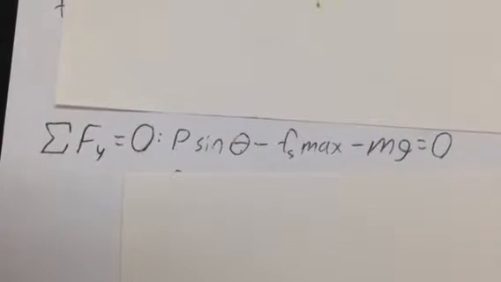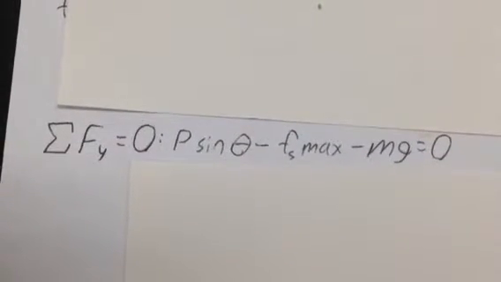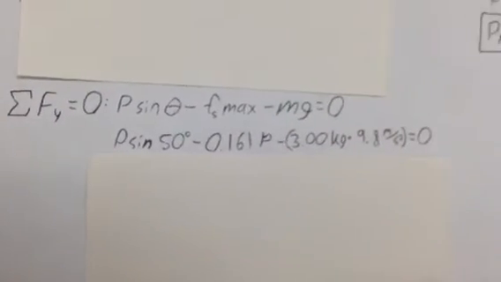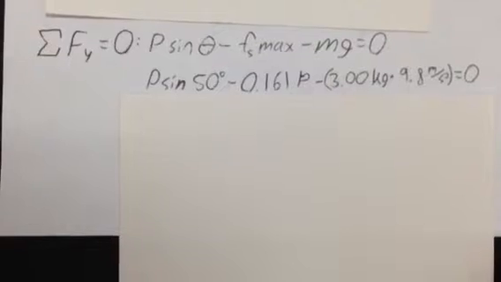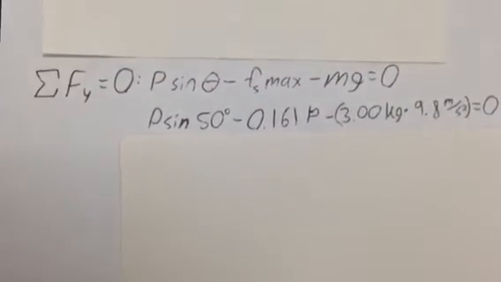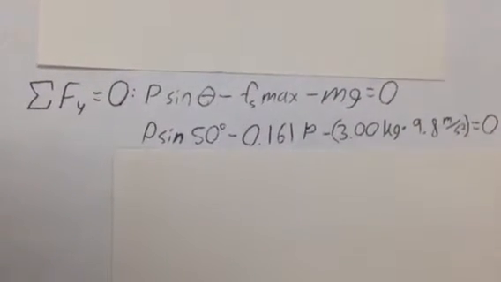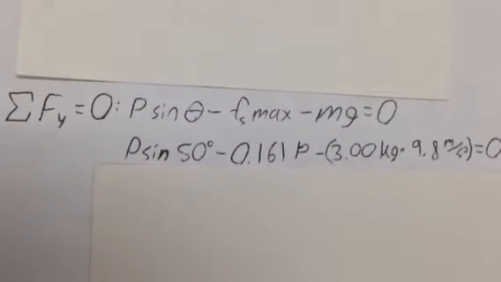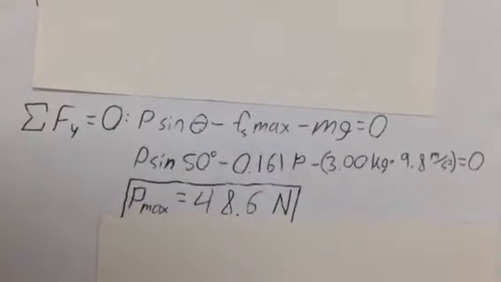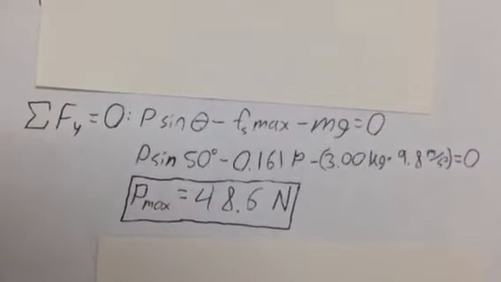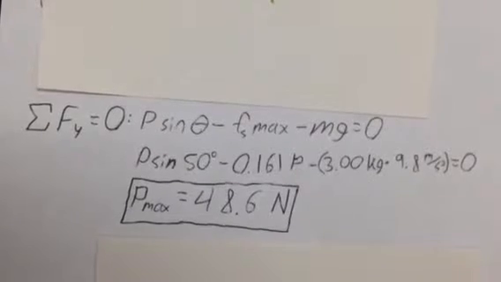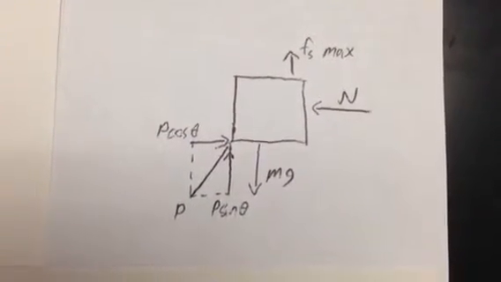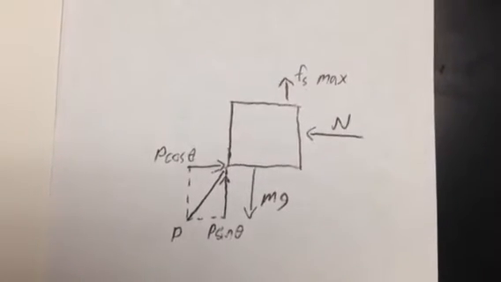The sum of all the forces in the y direction also equals 0. So P sine theta minus friction minus mg equals 0. So if you plug in all your values, you get P sine 50 degrees minus 0.161 P, which is friction as we found earlier, minus 3 kilograms times 9.8 meters per second squared. So you combine all those and you get P max as 48.6 newtons.